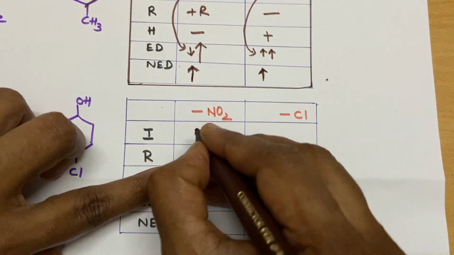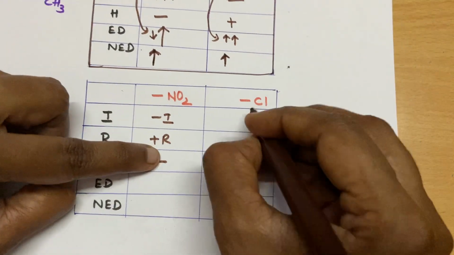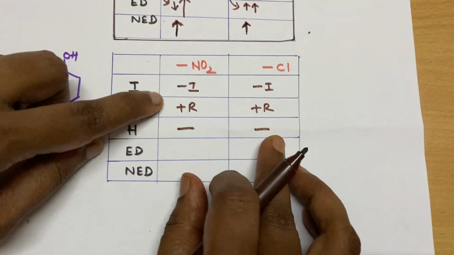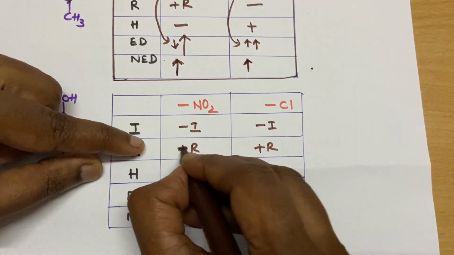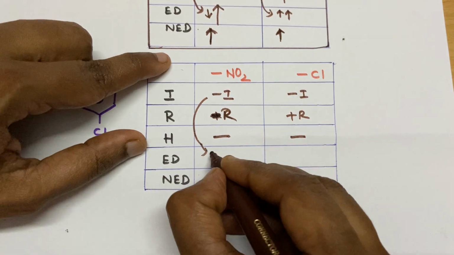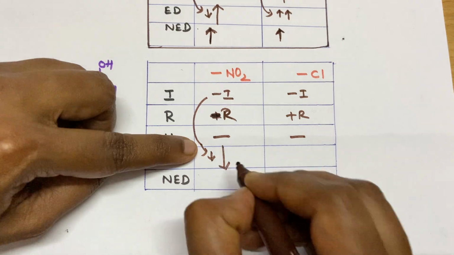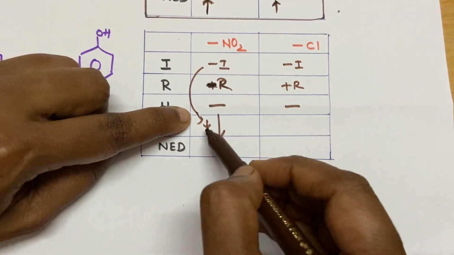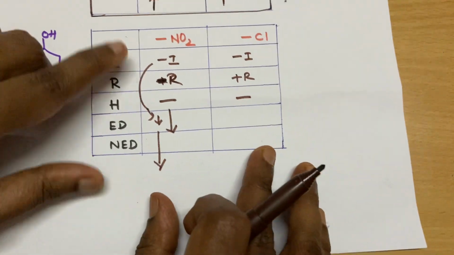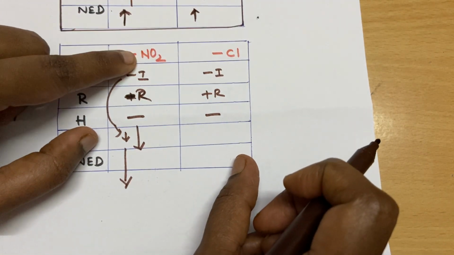So nitro can show minus I effect and minus R effect and no hyperconjugation. Here it is 4 bond distance away, so it is going to decrease less, and minus R is going to decrease very less. So these are in the same direction, going to reinforce, so it will be a huge loss in the electron density. It is a very powerful electron withdrawing group than any other group.